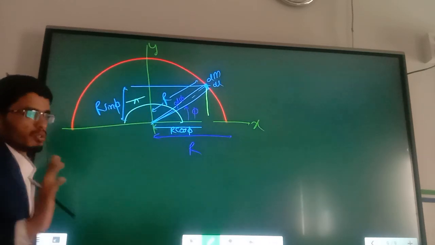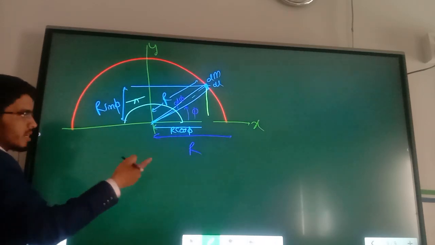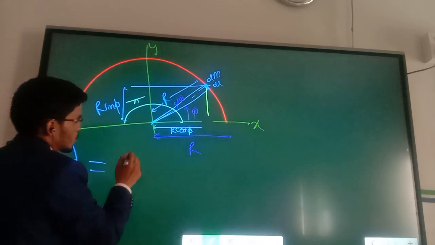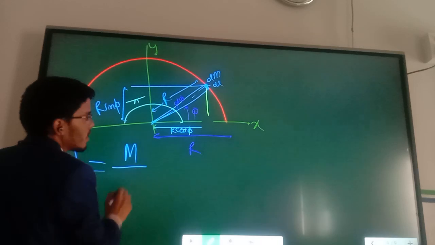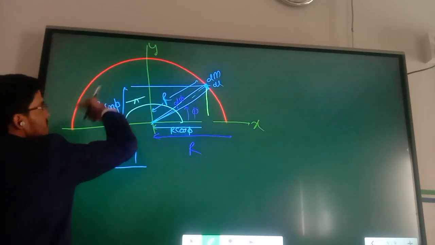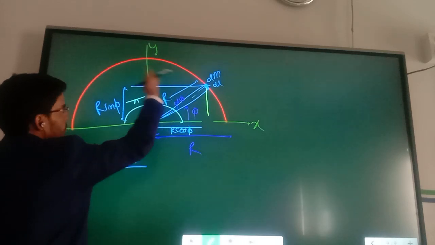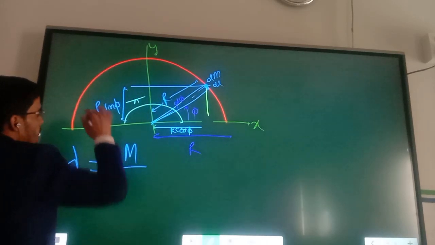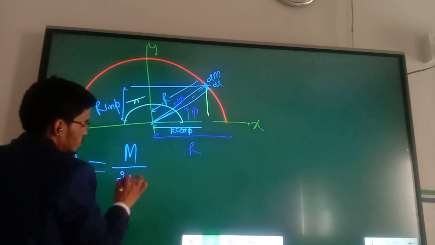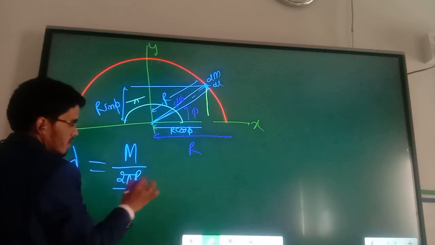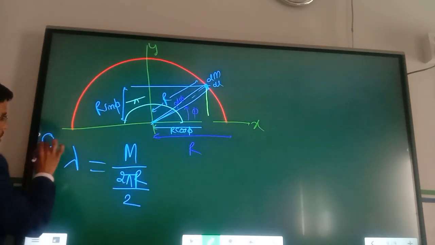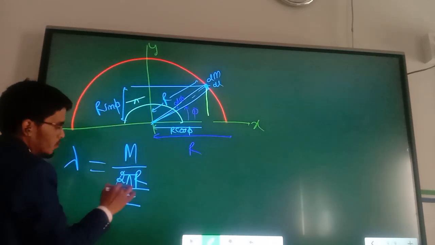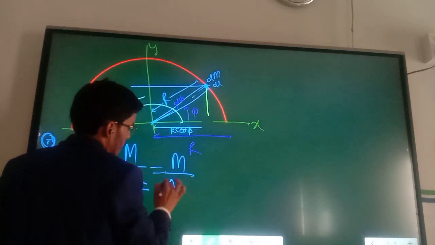Okay, now we know the mass is concentrated along the length. So here there are three types of density. Here mass is concentrated along the length, so mass per unit length, lambda, we have used here. So lambda equals total mass of ring upon the length of this semicircular ring. The complete circle circumference is 2 pi r, but it is a half circle, so 2 pi r by 2. So lambda equals mass upon pi r.